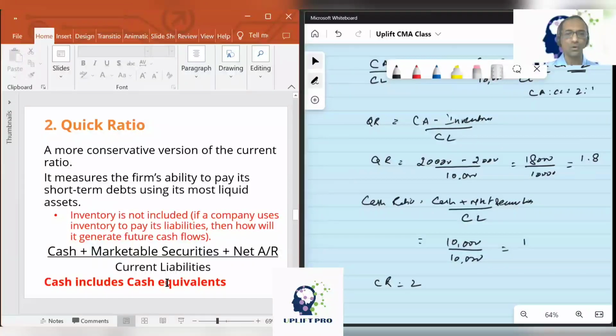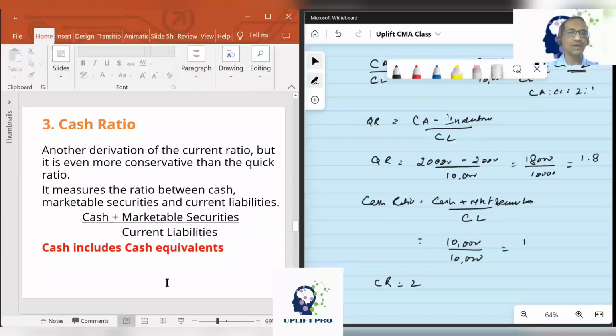The quick ratio is your current assets minus your inventory. So whatever money you generate by selling off your inventory is used to run your everyday business, and your cash, marketable securities, and accounts receivable are used to pay off your current liabilities. That is called the quick ratio.